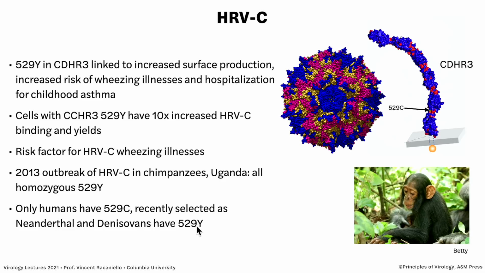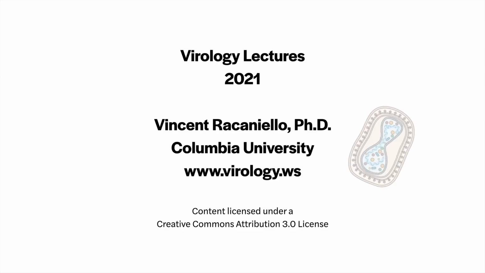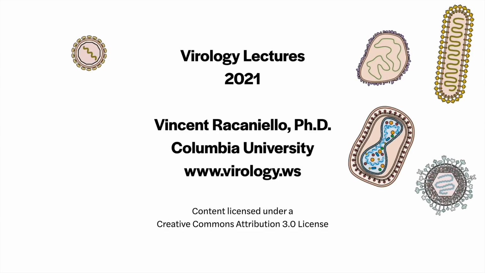Well, there was this one outbreak. Unfortunately, some of them died. I think Betty here died of the rhinovirus C. And it passed and there hasn't been another outbreak. But they have other issues. They get killed by Ebola virus infections, which we'll talk about. That's how viruses get into cells. Next time, we're going to start talking about the processes that go on. And first, we'll talk about RNA-directed RNA synthesis.